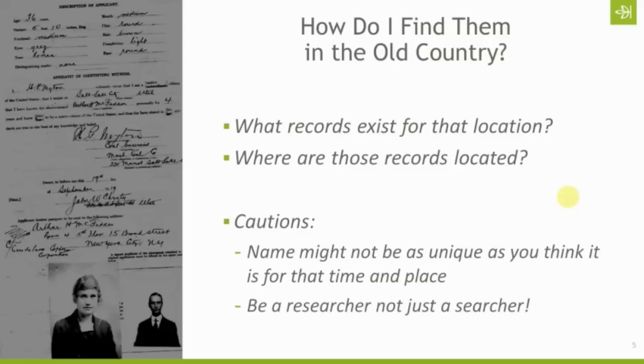The first thing you need to do before you ever start just plugging things into a search engine is to figure out what records exist for that location. Chances are that once you determine where your immigrant ancestor is from, it's going to be a place that you're not terribly familiar with what genealogical records are available. And so take the time to do that. It's going to save you tons of headache and heartache later.